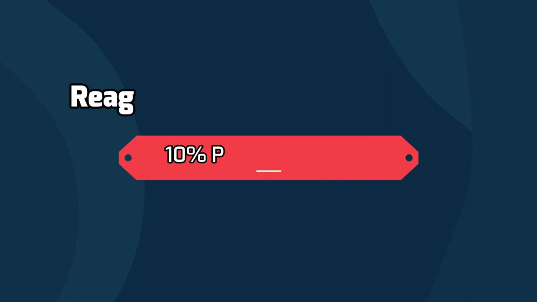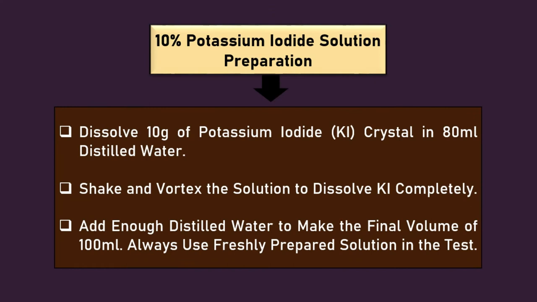For the preparation of 10% potassium iodide, just dissolve 10 g potassium iodide crystal in about 80 ml distilled water. Shake and vortex to dissolve the potassium iodide completely. Add enough water to make the final volume of 100 ml.